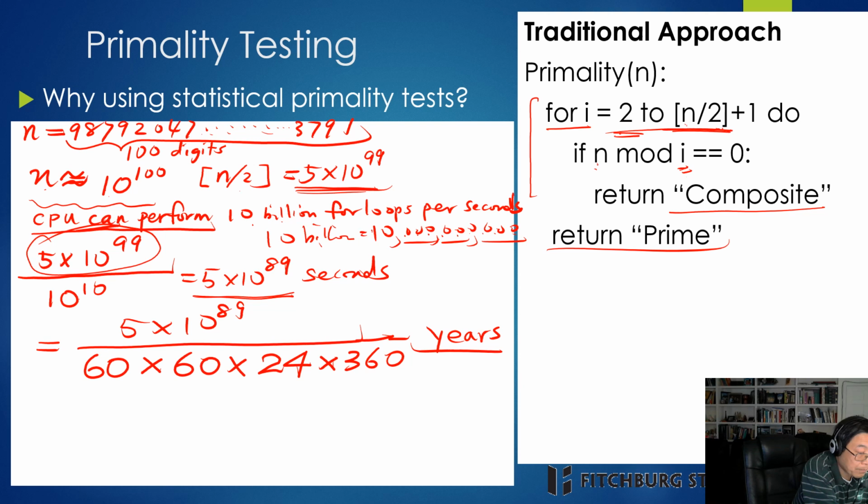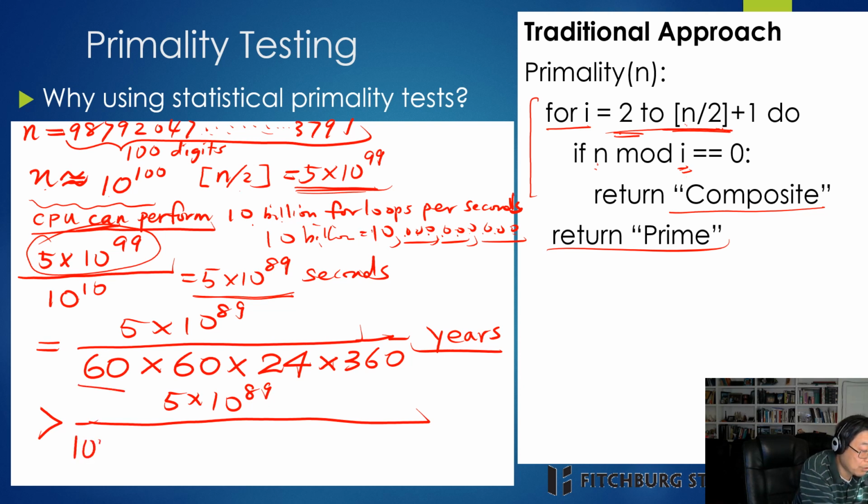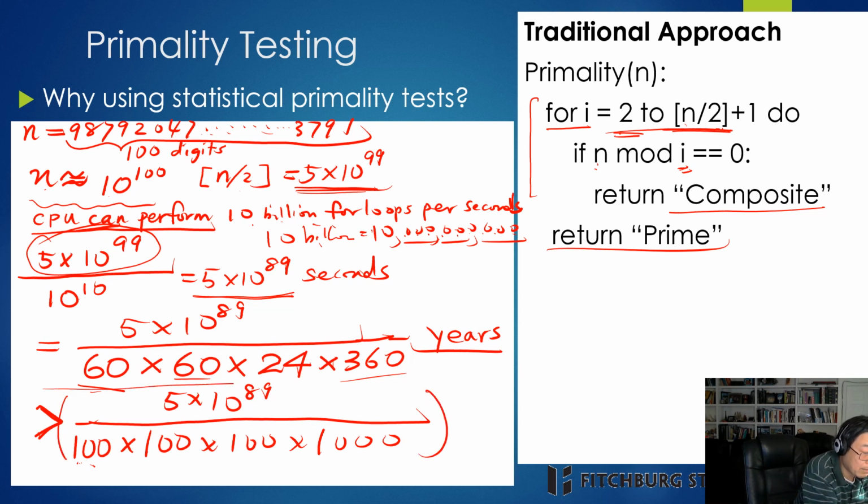What does this tell you? Now, I just need a ballpark estimate, so I can just increase the denominator. I keep the numerator 5 times 10 to the 89, but I increase the denominator: I change 60 to 100, 24 to 100, and 360 I replace with 1000. The denominator is bigger, so the whole number is smaller, right? So definitely this number is smaller than the original.